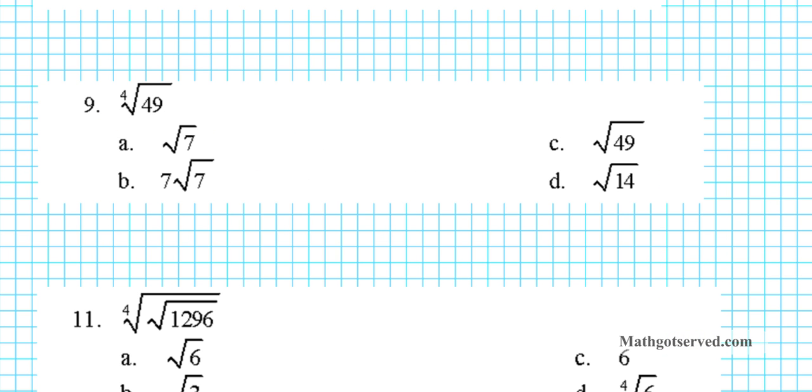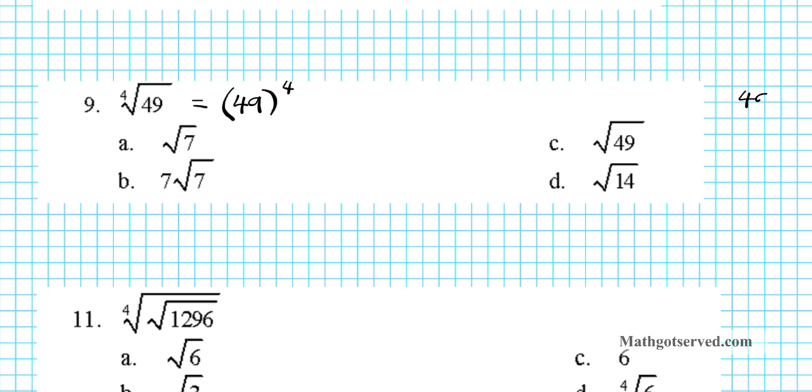Alright, let's take a look at number 9. We're going to find the fourth root of 49. Going to express the simplified form in radical formulation. So let's go ahead and do that. So first thing I'm going to do is apply the nth root property and express this as 49 to the fourth power. Okay, now can I express 49 as a power?